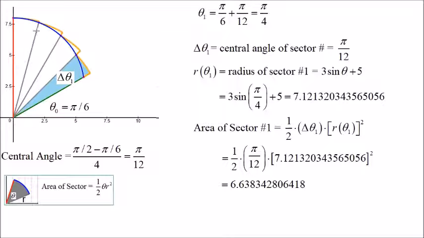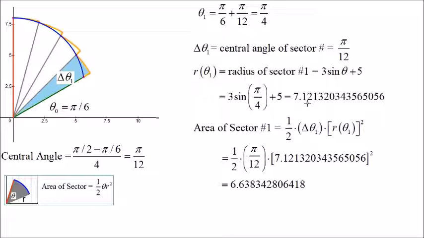For this polar region, the function was r equal to 3 sine of theta plus 5. To calculate the radius representing the first polar sector, we just use pi over 4. Once again, pi over 4 is pi over 6 plus the central angle, which is pi over 12, and pi over 6 plus pi over 12 is pi over 4. So we do 3 times sine of pi over 4 plus 5, and it's about 7.12.